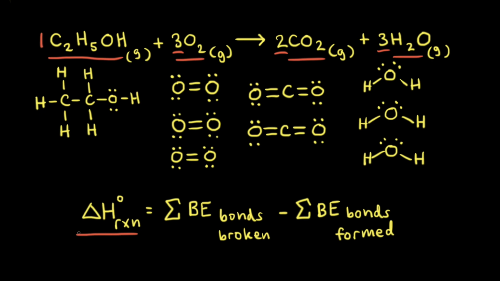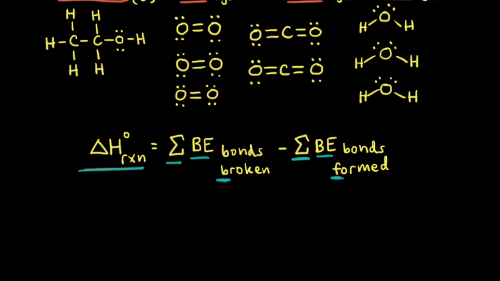To find the standard change in enthalpy for this chemical reaction, we need to sum the bond enthalpies of the bonds that are broken, and from that we subtract the sum of the bond enthalpies of the bonds that are formed in this chemical reaction. To figure out which bonds are broken and which bonds are formed, it's helpful to look at the dot structures for our molecules. So let's start with the ethanol molecule.